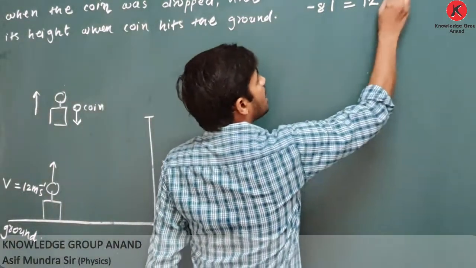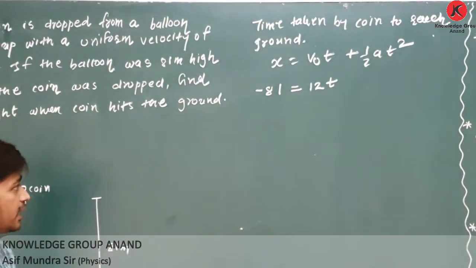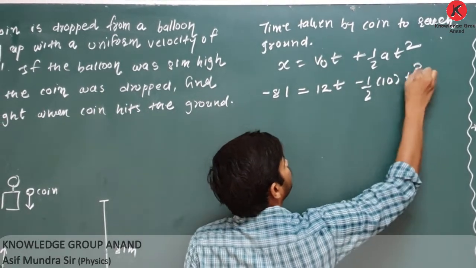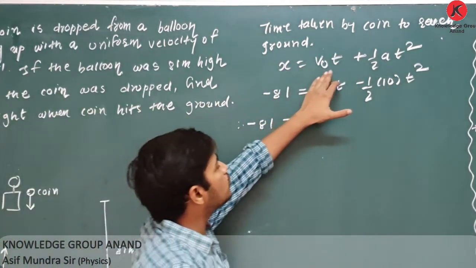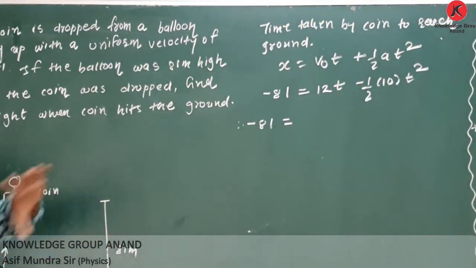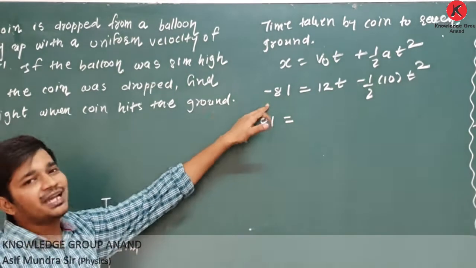Here it is t. Yes, gravitational acceleration is always minus g, and g we will take as 10, so it is equal to minus half, 10 t square. Now for the time taken by the coin to reach the ground, x is equal to v0t plus half at square, because the coin takes 81 meters to reach the ground and you have to find the time, so you have to use this equation. Now the coin is dropped from this point and it travels 81 meters in the downward direction. So x you have to take as minus 81.